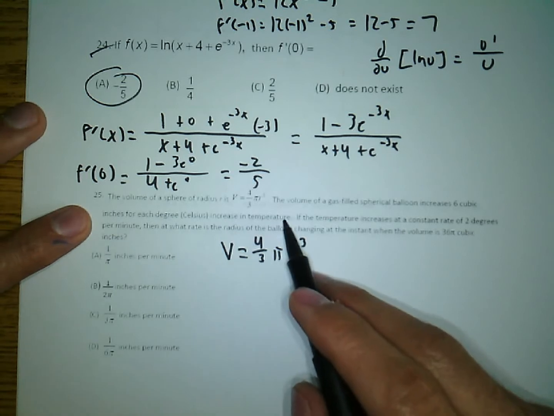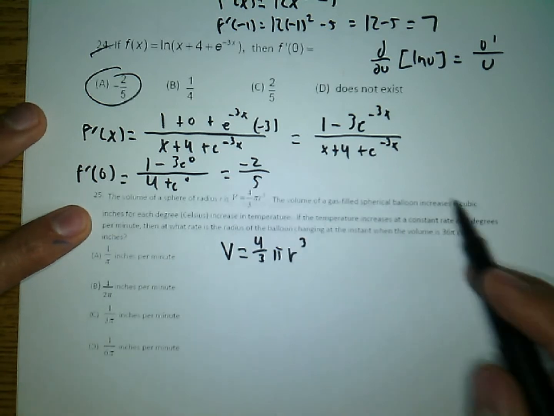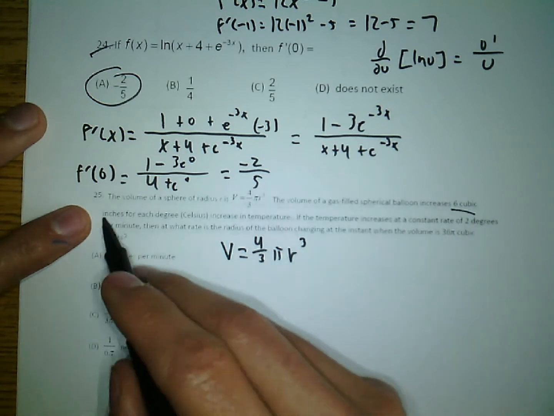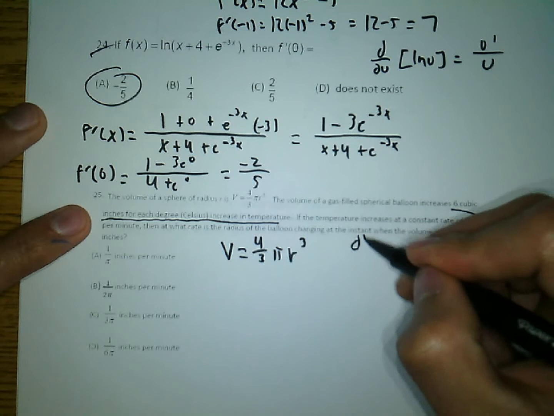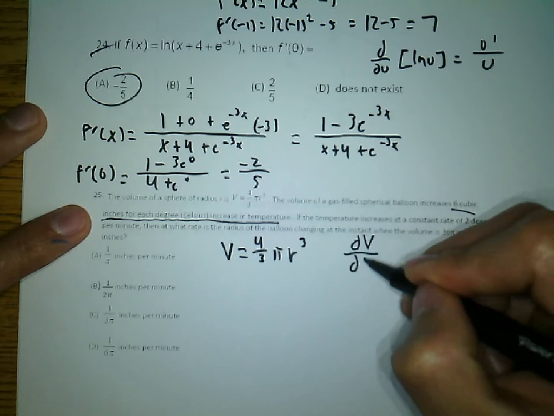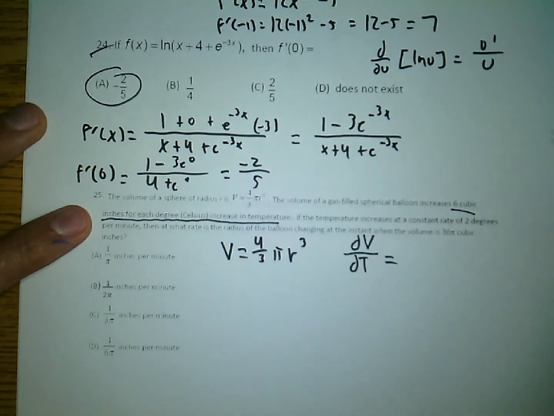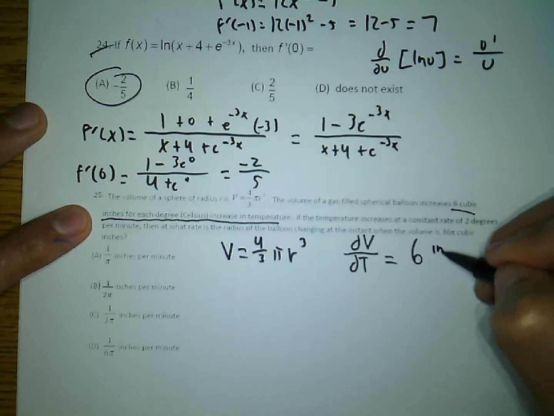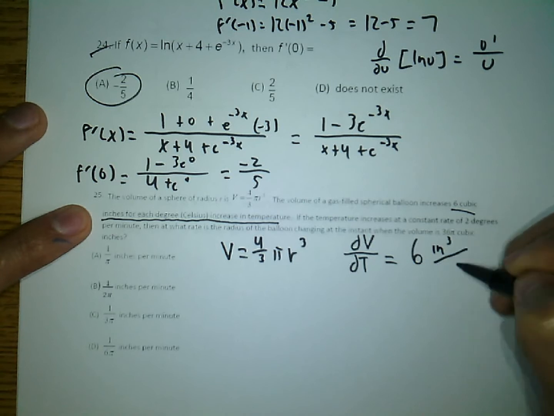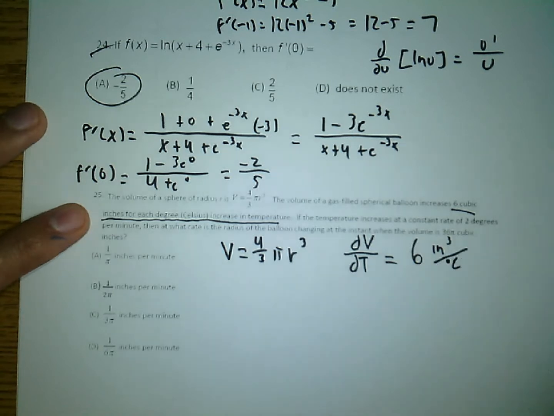temperature. Okay, so what you were just given is a change. If you have cubic inches per degree Celsius, that means that you were given a change in volume over a change in temperature. And the fact that it says increases means it's going to be positive, so this is going to be equal to 6 cubic inches per degree Celsius.